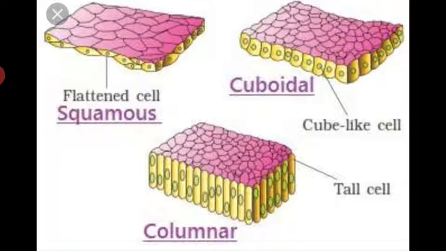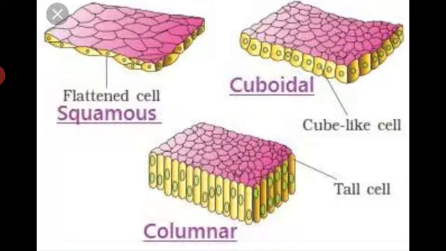The second function is that it prevents entry of germs. It helps in preventing the entry of different types of germs inside our body. As I gave one example, the outer layer of the skin is also made up of epithelial tissue, which prevents entry of germs inside our body. So these are the two important functions of epithelial tissues.